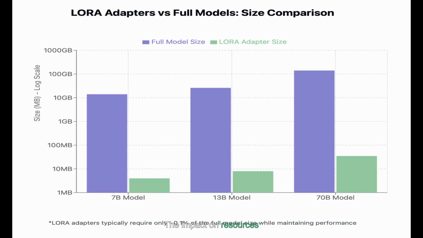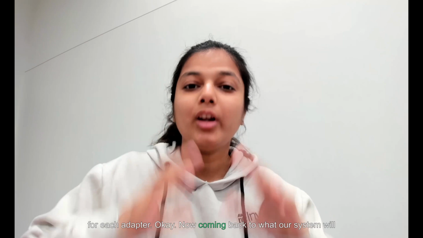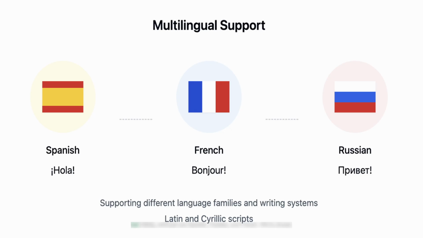The impact on resources is dramatic. Instead of terabytes of model data for each language, we are looking at just megabytes for each adapter. Okay, now coming back to what our system will support. We're going to work on multiple languages, but initially we'll just use Spanish, Russian, and French. We've chosen these 3 languages because they represent different families and writing systems, which will demonstrate the flexibility of our approach. The same principles that we'll discuss can be applied to any language combination and business needs.